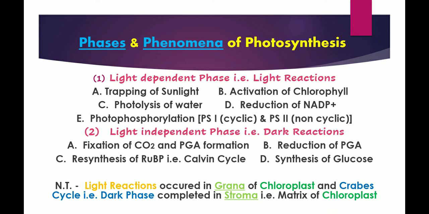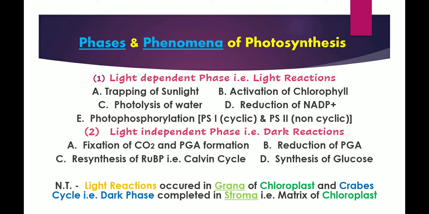light dependent phase, that is light reactions, and another one is light independent phase, that is dark reactions. Why light dependent and why light independent? Because sunlight is needed in light reaction. But do not mistakenly think that dark reaction does not occur at night.